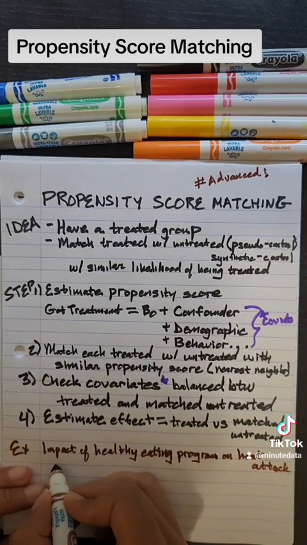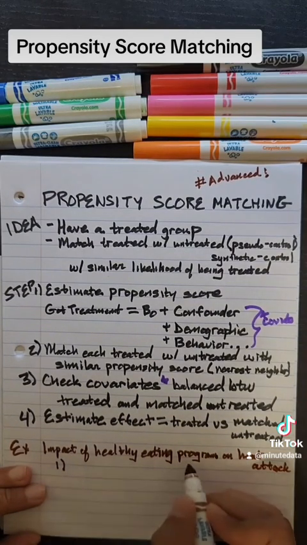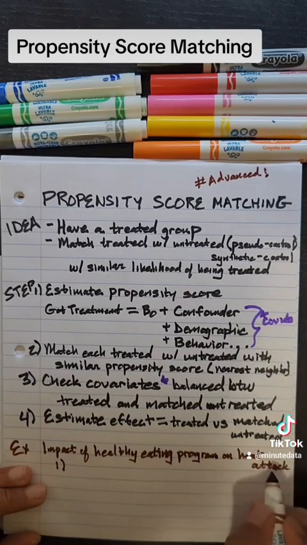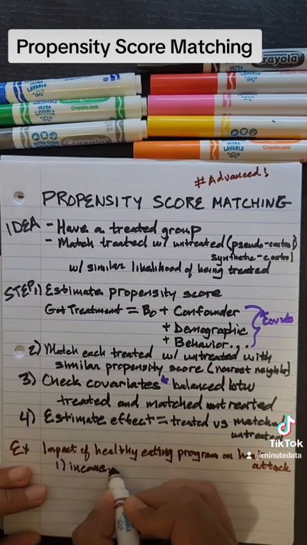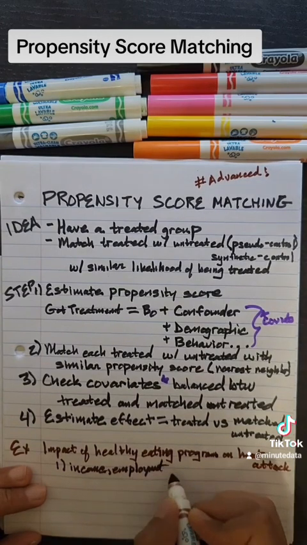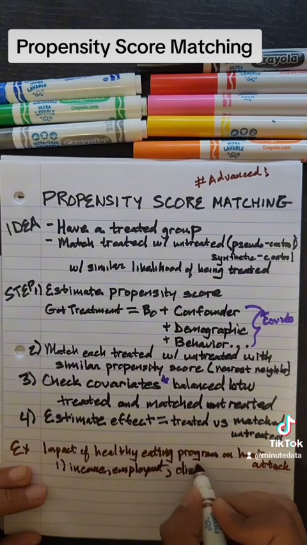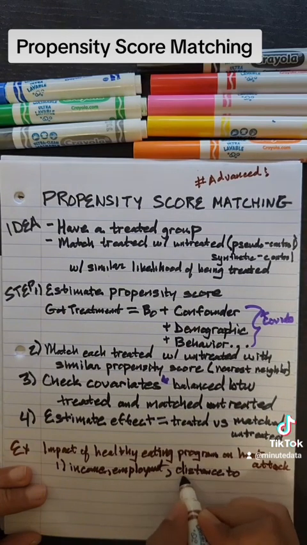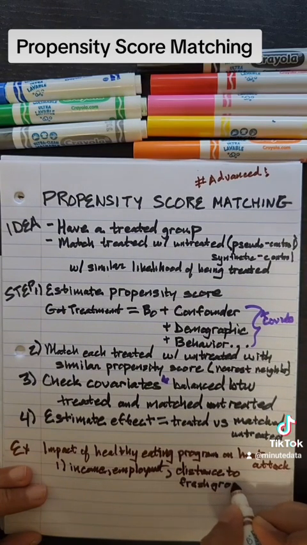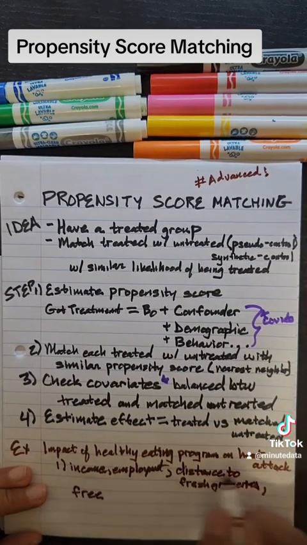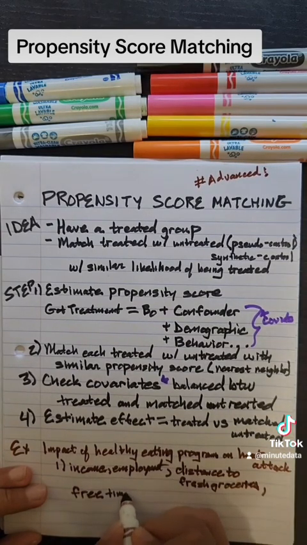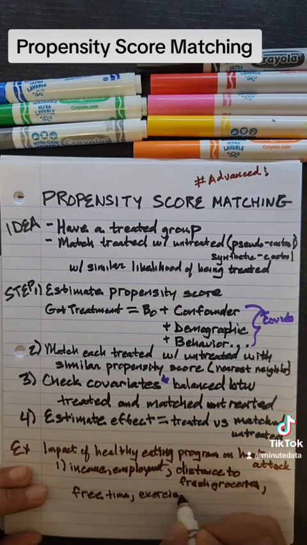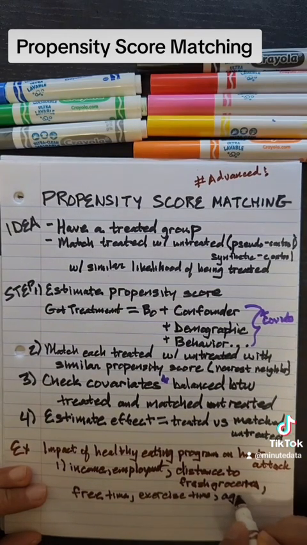So step one, you might consider variables like, why are they in this healthy eating program? Or what are things that might impact heart attacks and health in general? So it could be socioeconomic variables like income, employment. It could be distance to grocery store, for example. Distance to fresh groceries. I don't know, free time for doing leisurely things or for exercise or for actually time to attend a program. So it could be free time, exercise time, age. I mean, the list goes on and on and on.